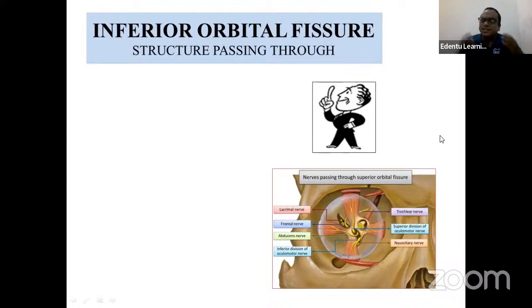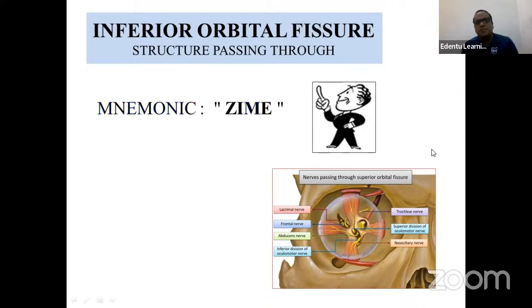Now a mnemonic. This is a filler particle for you. Inferior orbital fissure. This is an osteology question. What are the structures passing through the inferior orbital fissure? So many structures pass. What are the most important ones? Just remember this mnemonic: ZIME. Zyme. That's it.